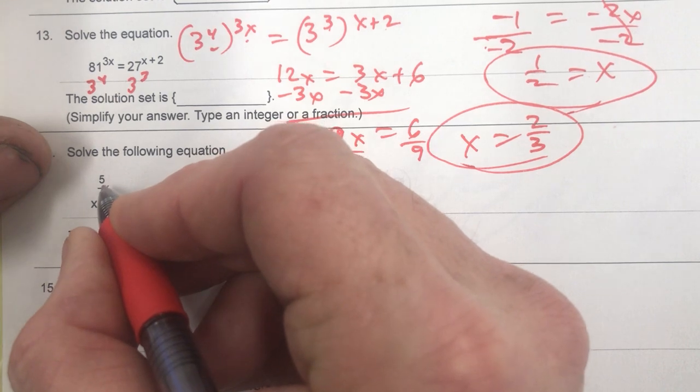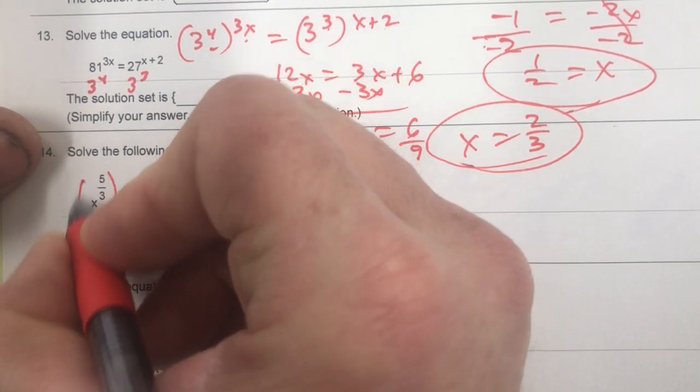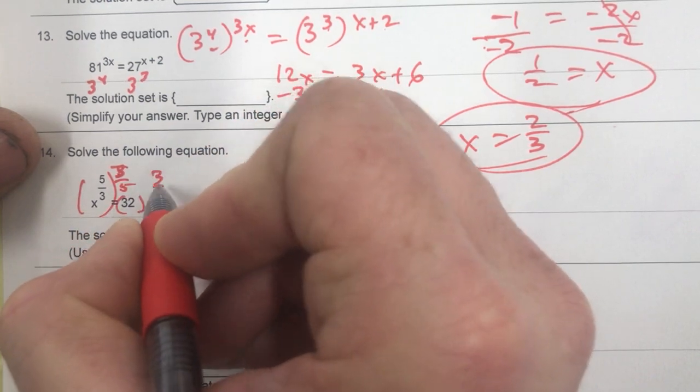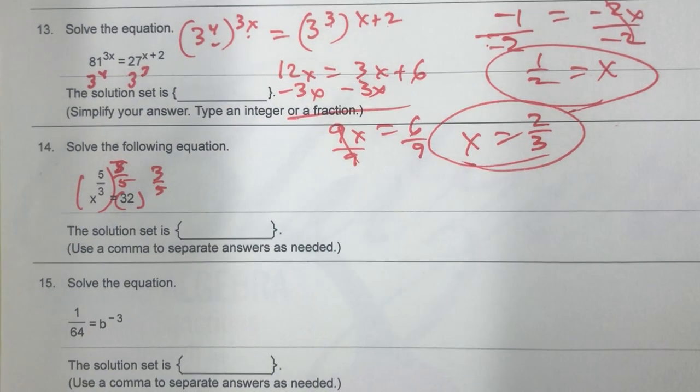Here we have x to the 5/3 equals 32. Now when you have a power like this, you can do a power of a power, which would be a 3/5 power on both sides. Here, let me write this out better.